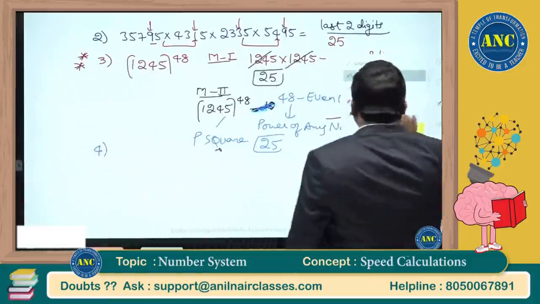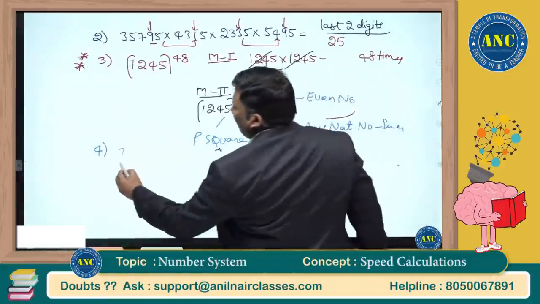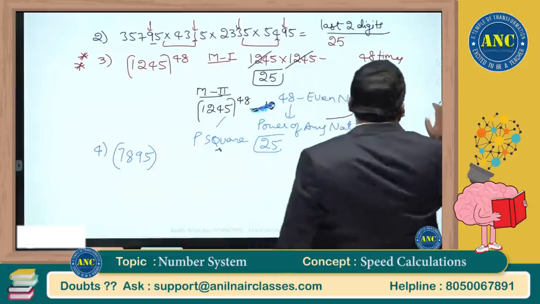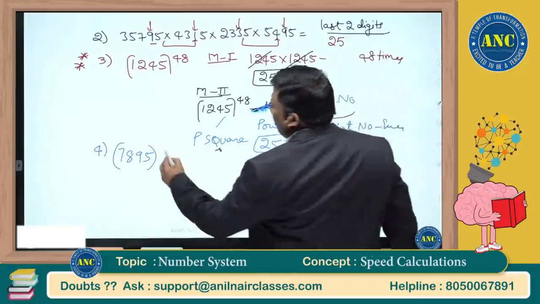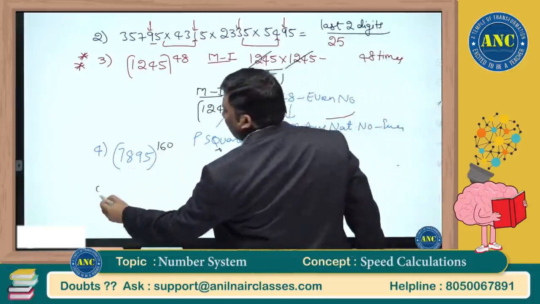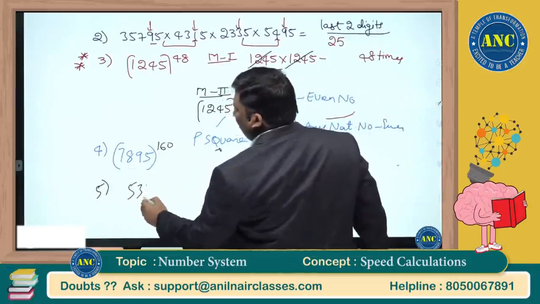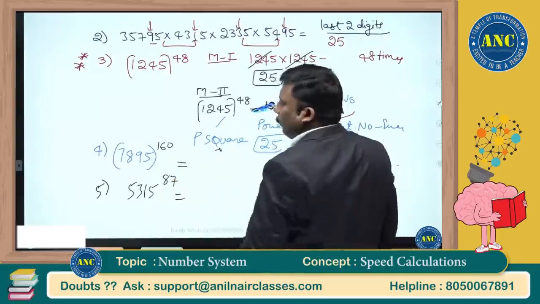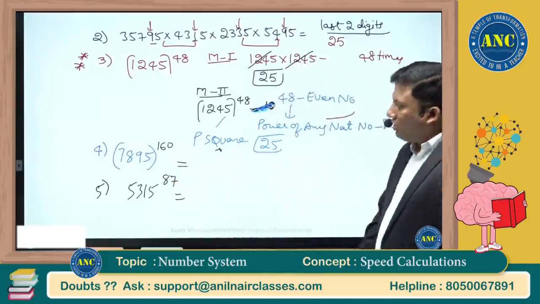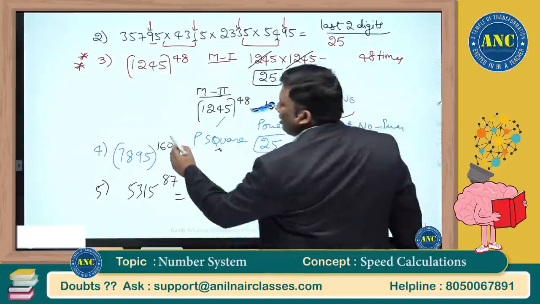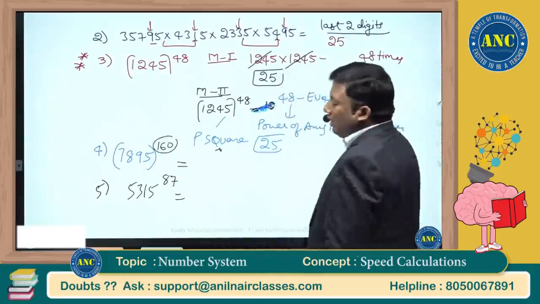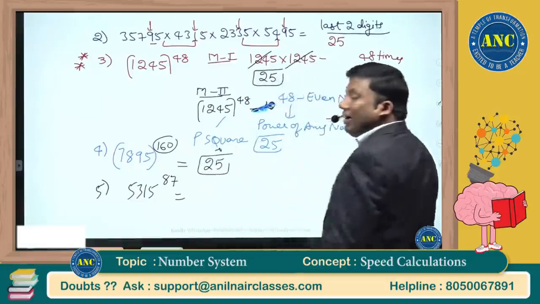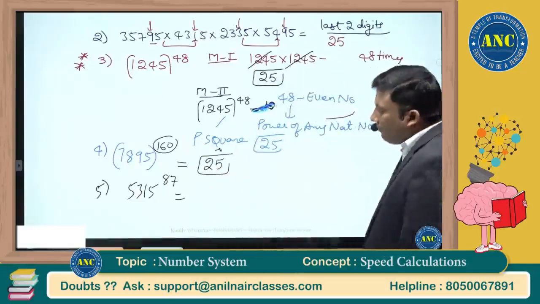Fourth question. See here. 7895 power 160. Fifth question. 5315 power 87. Two more questions. 7895 power 160: power is an even number. If the power is an even number, then the number is a perfect square. Last two digits will be 25.